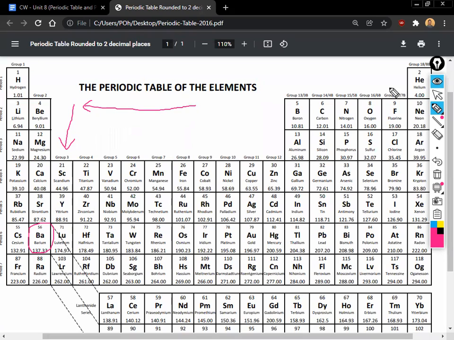Okay. Any questions about atomic size? Yeah, what up? Bigger. They get bigger as you go to the left and down.